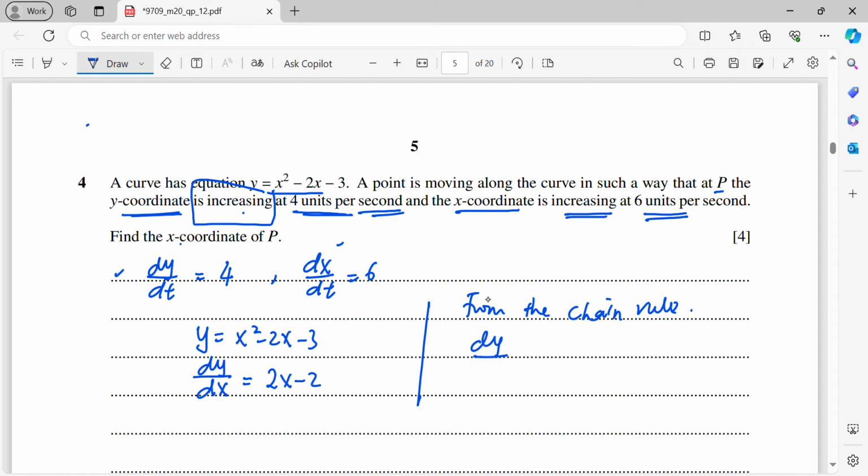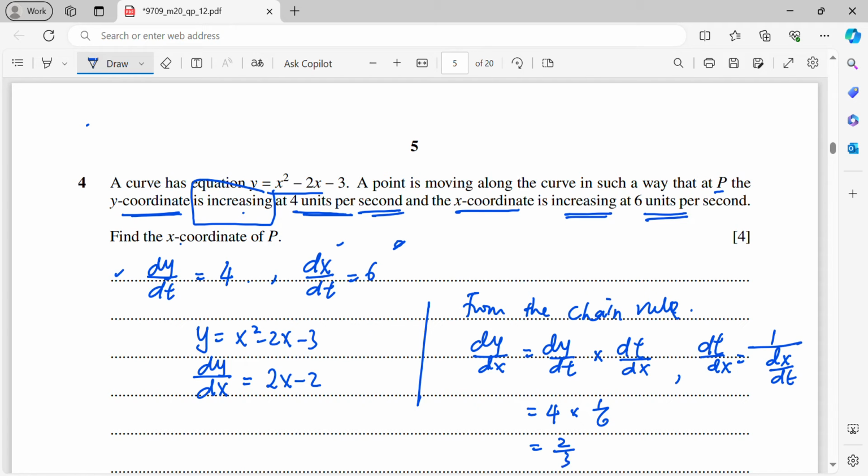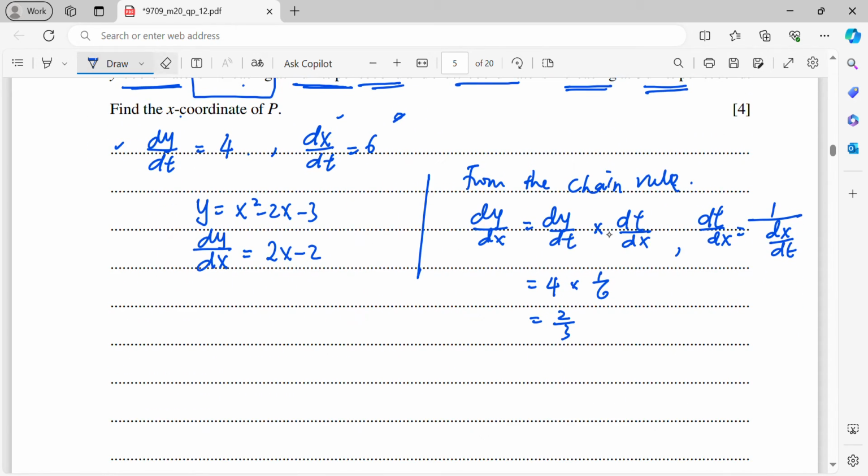I can also find my dy dx. So now basically my dy dx is dy over dt times dt over dx, or probably you can write divide, up to you. Okay, so this dy dt is given 4. Now for your information, dt over dx is the same as 1 over dx over dt. So it means that I need to take the inverse of this 6. So I times 1 over 6. That is going to be 2 over 3. So from the chain rule, I know that my dy dx is basically 2 over 3.